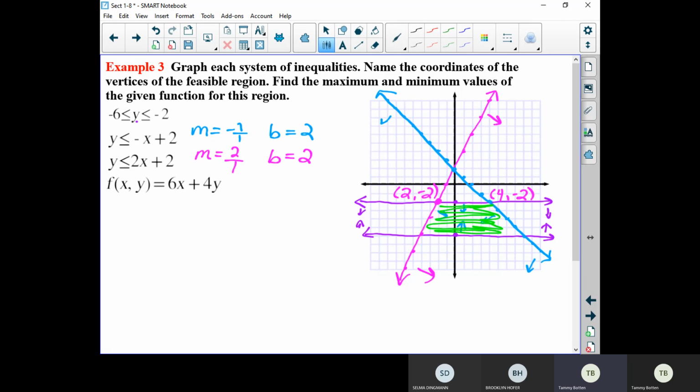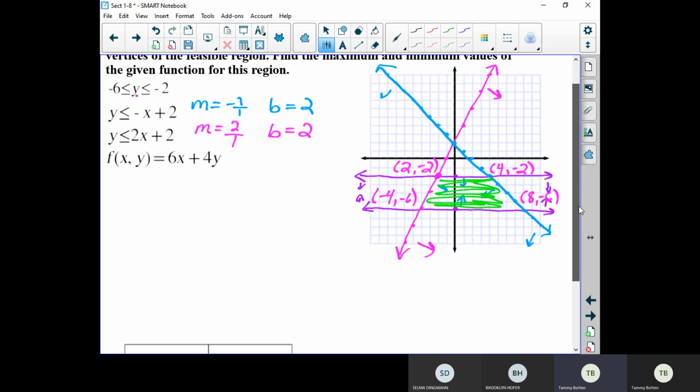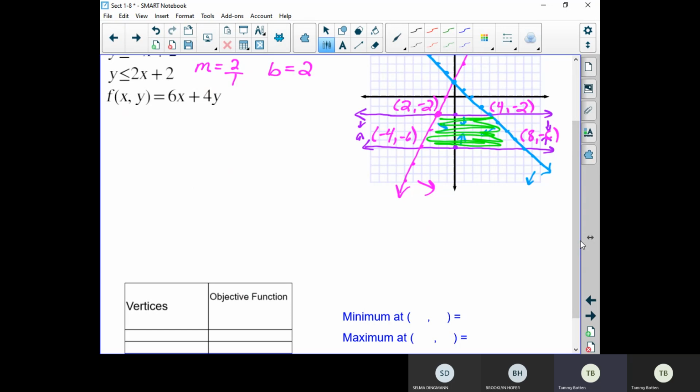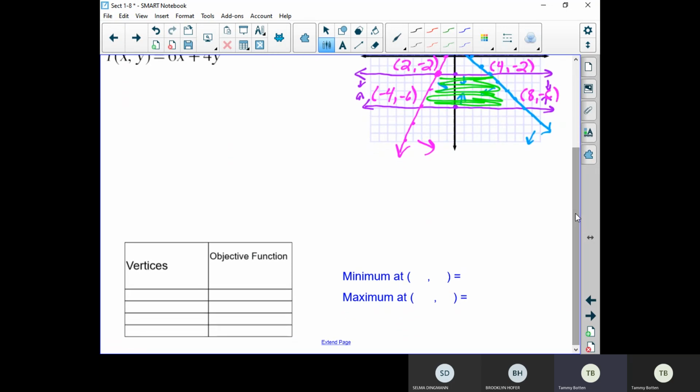This point is over -1, 2, 3, 4, down 1, 2, 3, 4, 5, 6. So that's -4, -6. And this point over here is 1, 2, 3, 4, 5, 6, 7, 8. Did you guys get 8 over? And 1, 2, 3, 4, 5, 6. Is this all right? Yeah. Okay, perfect. Now if we go down to our chart and put those in any order.